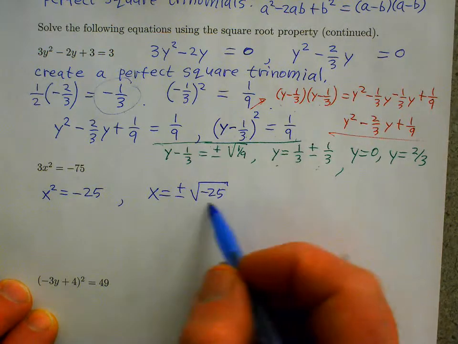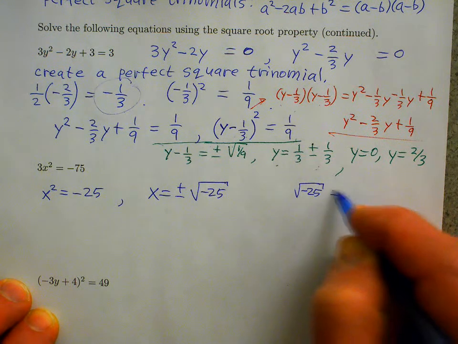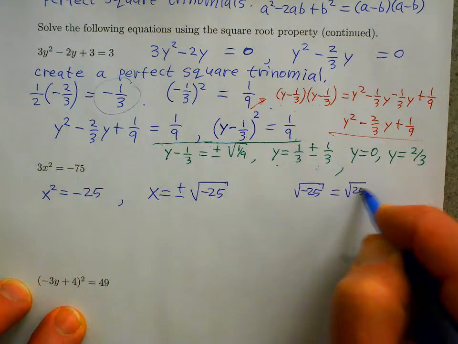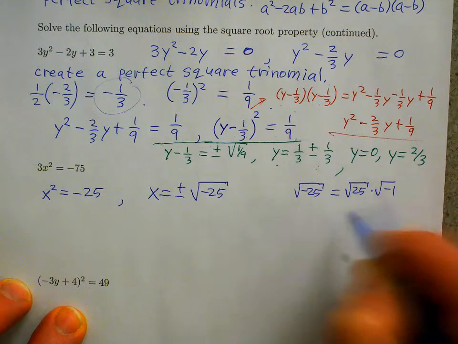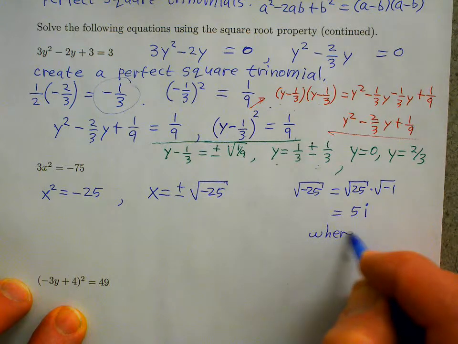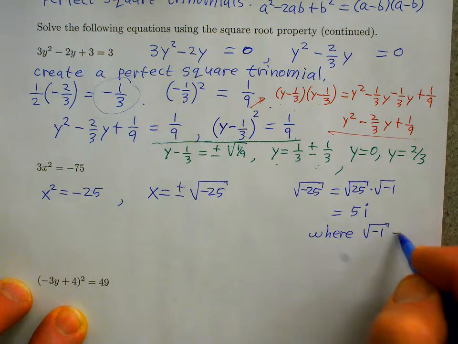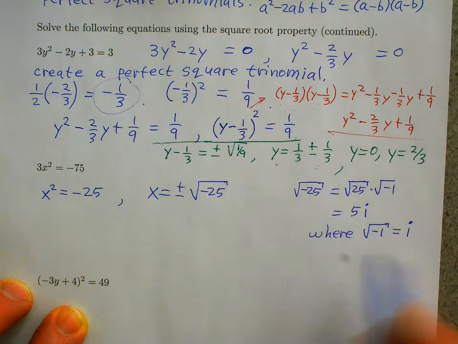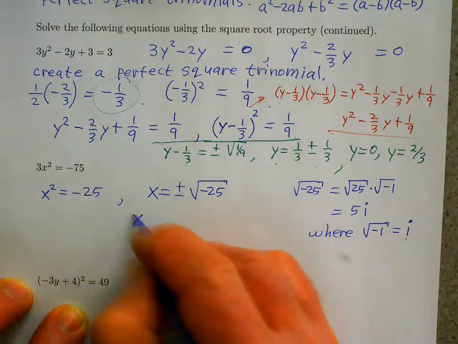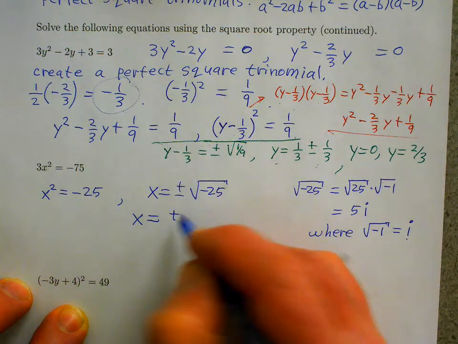The square root of negative 25, let's do that on the side. The square root of negative 25 is the square root of 25 times the square root of negative 1, or 5 times i, because by definition, the square root of negative 1 is replaced with the letter i, called the imaginary unit. So the two solutions are the two complex but not real numbers, positive and negative 5i.